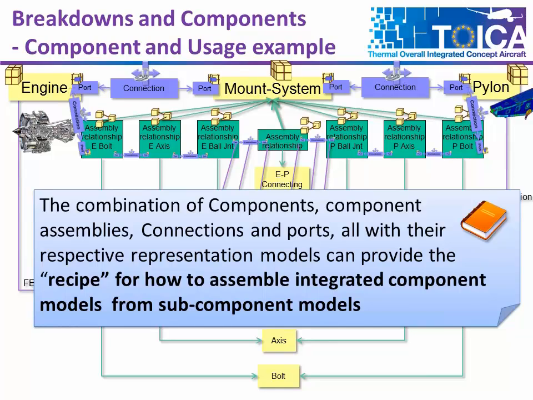The descriptive documentation goes on to explain how using components, component assemblies and connections and ports with their representations can be used like a recipe to make integration models. For example, a subcomponent has an FE model representation which has inside a node publication that is the port on that component. This is true for the other subcomponents. These ports, when connected, can be assembled into the parent component, and the connections show which node in the FE model connects to which other node in the other models.